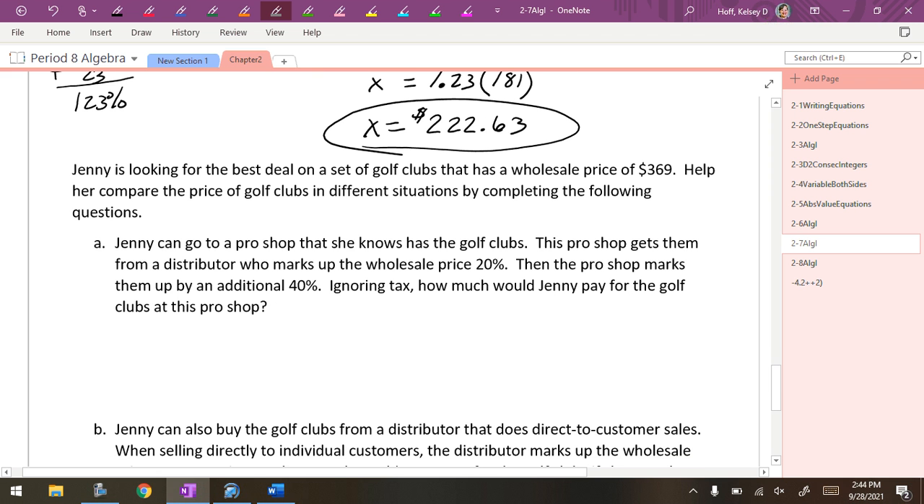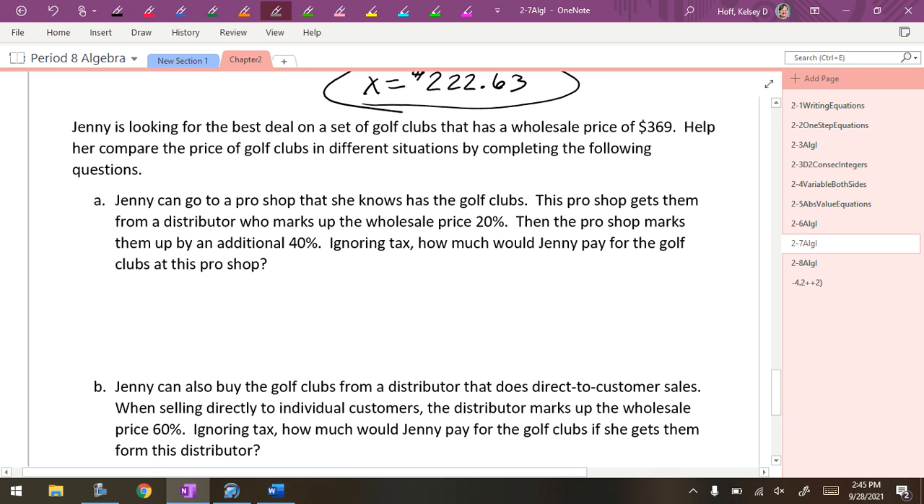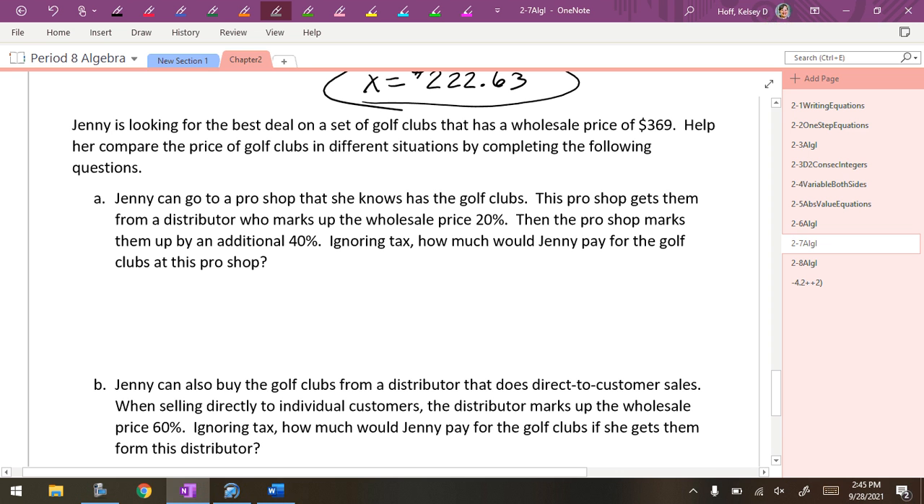All right, so now we have to compare some things. Jenny's looking for the best deal on a set of golf clubs. The wholesale price is $369. Help her compare the price of golf clubs in different situations by completing the following questions. A, Jenny can go to the pro shop that she knows has the golf clubs. The pro shop gets them from a distributor who marks up the wholesale price 20%. Then the pro shop marks them up by an additional 40%. Ignoring tax, how much would Jenny pay for the golf clubs at the pro shop?